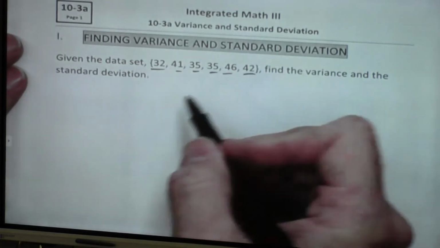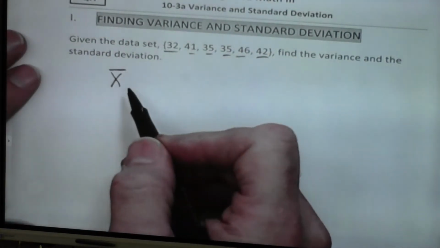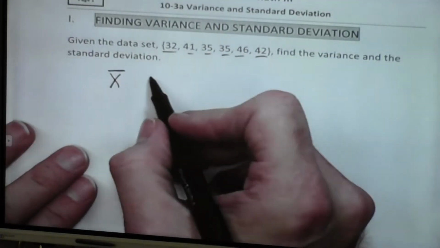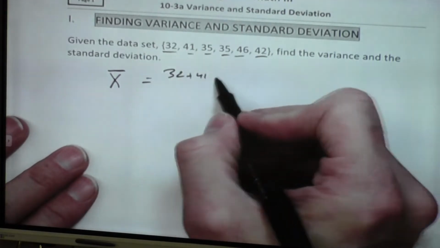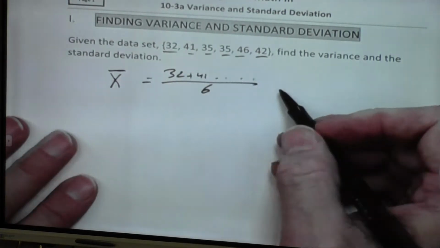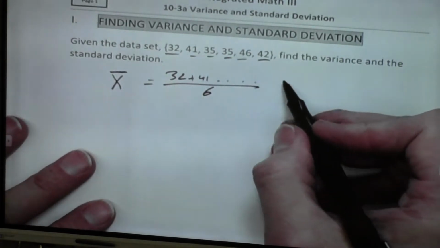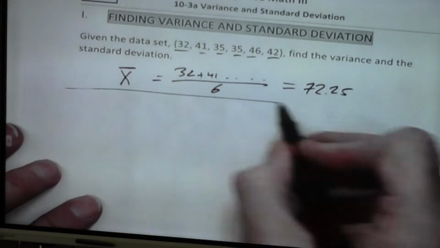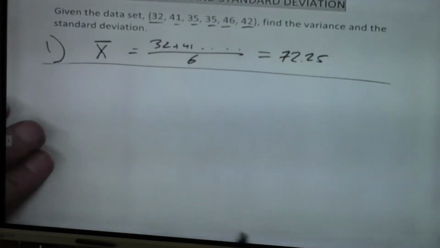So, we have these numbers. What we have to do first is find the mean. I want you to get used to that symbol for finding the mean. Finding the mean is just the average, so you add them all up. It's 32 plus 41, etc., divided by the 6. If you add them all up and divide by the 6 of them, you get 72.25. So that's the first step, to find the mean.